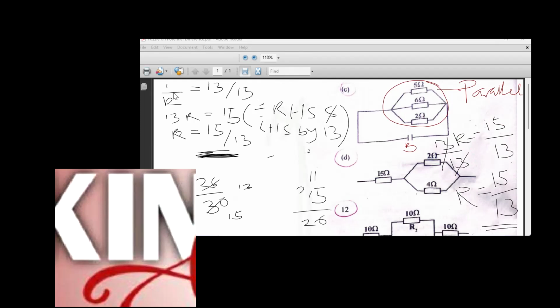Ohms. Remember your answer is in ohms. R is in ohms, which is represented as omega. Are we all together? And that is how I arrive at the effective resistance of the 3 resistors that are connected in parallel, the 5 ohms, the 6 ohms, and the 2 ohms. The effective resistance of these 3 resistors is 15 over 13 ohms. Is that clear? So we're moving on to the next question.